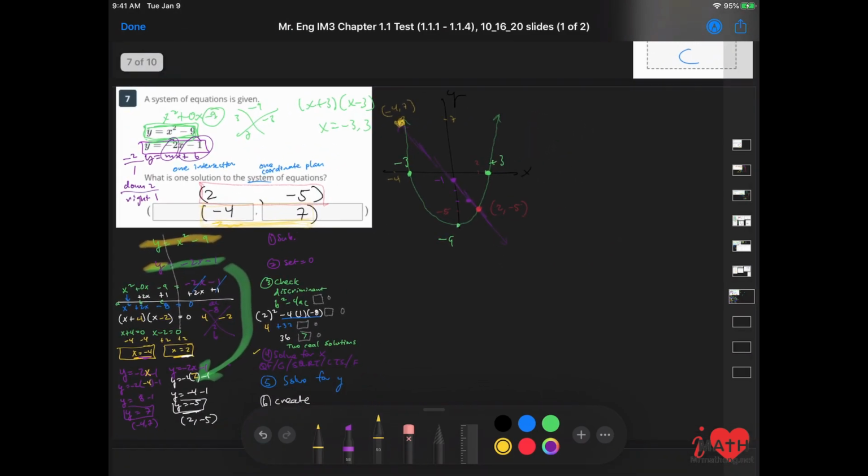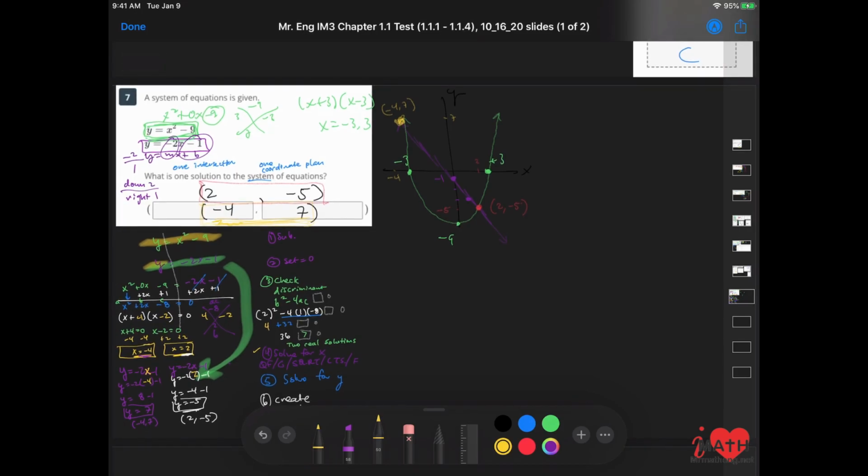I just wanted to show you guys the graph to help you visualize what we're doing.